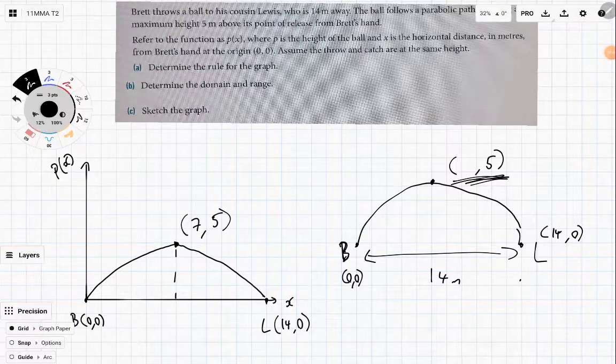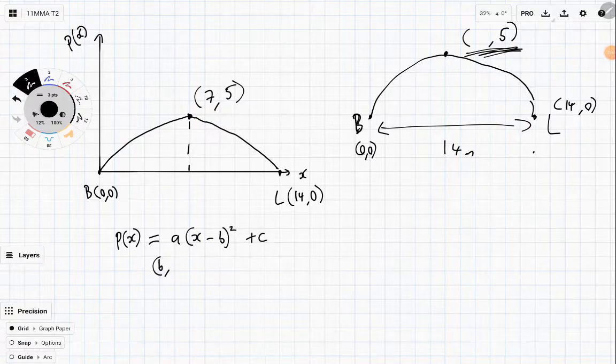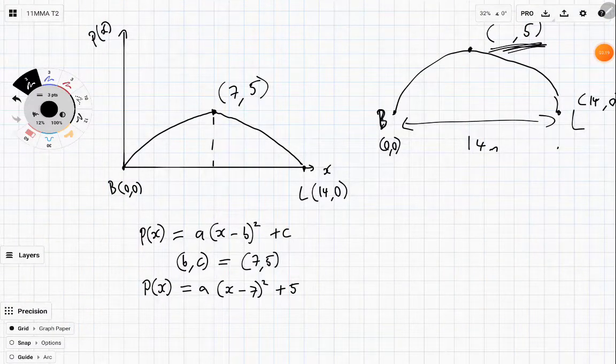Well, if I wanted to work out a function and I knew the turning point, do you know what I'm going to use? The turning point form. So p of x, use the notation they've given, is equal to, let's just write out the turning point form. And I know what the turning point is. b comma c is then equal to 7 comma 5. So I already know 2 out of the 3 variables I'm looking for. x minus 7 squared plus 5. Now all I need to do is to find a. a is the only variable I don't have.